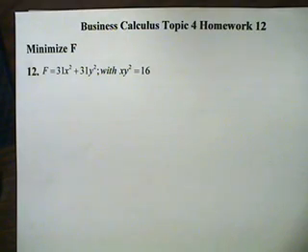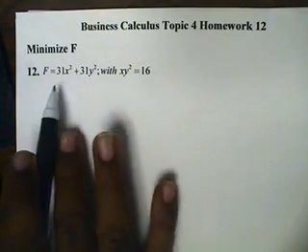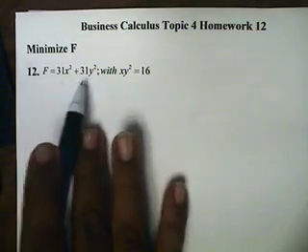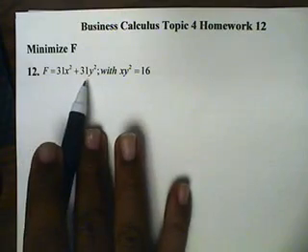Business Calculus Topic 4, Homework Problem Number 12. We want to minimize this function f. That means that we want to take a derivative of this and set it equal to 0. Well, we can't take a derivative of it right now because it's comprised of two variables, x's and y's. We want it just to be a function of only one variable.